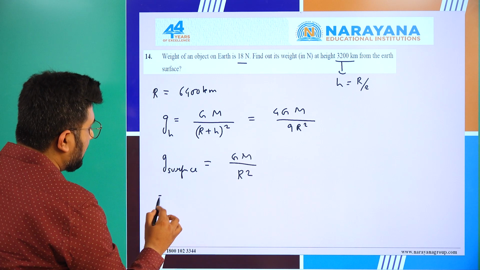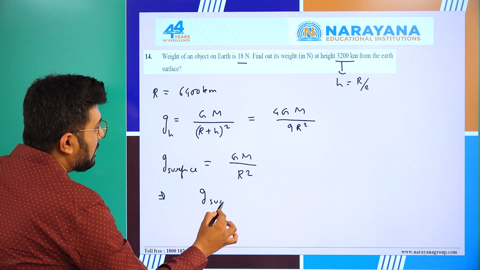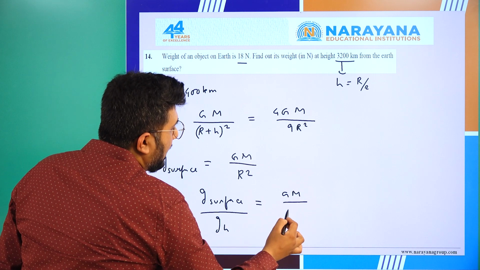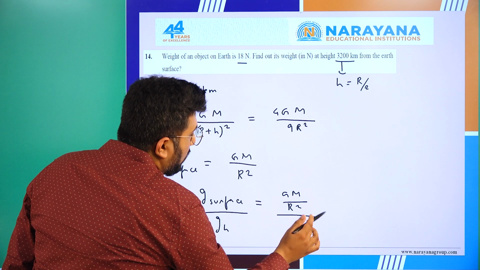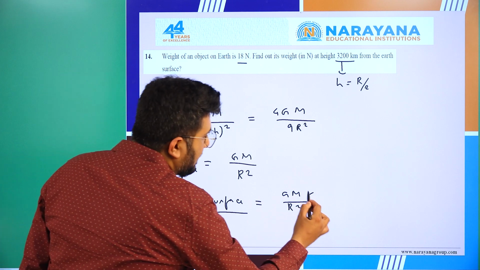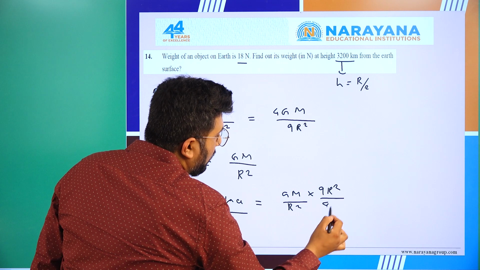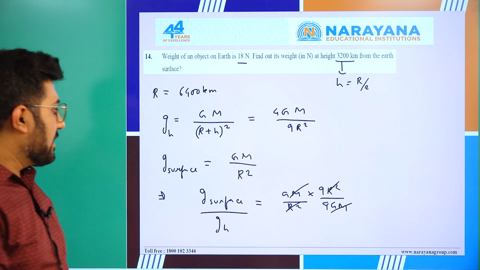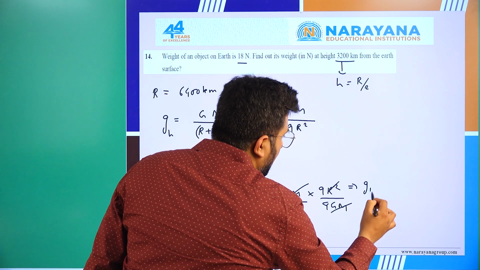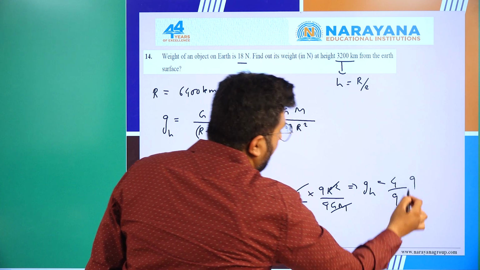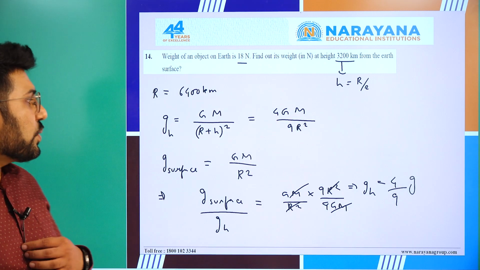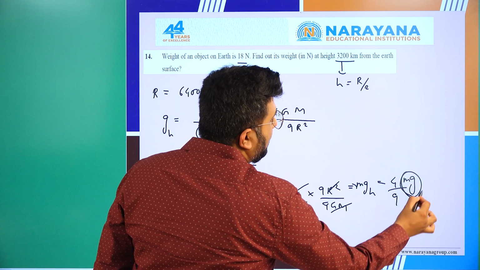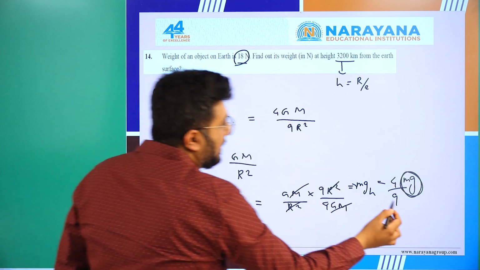So that means g surface by g h equals GM by R square divided by 4GM by 9R square. So I can write this as 9R square by 4GM. GM R square cancelled. That means the gravity at height h is 4 by 9 times the gravity on the surface of earth. So if I multiply it with mass, then according to the question this value is 18 Newton.